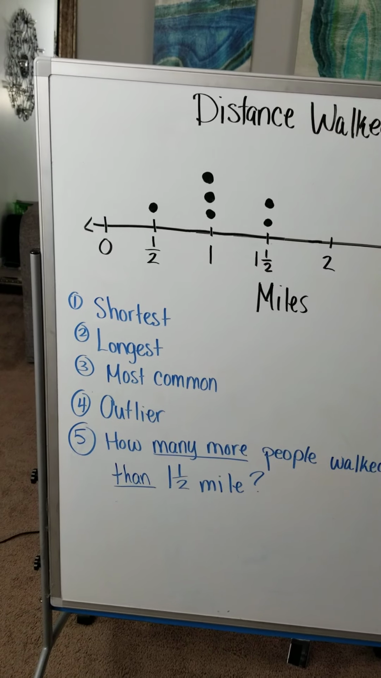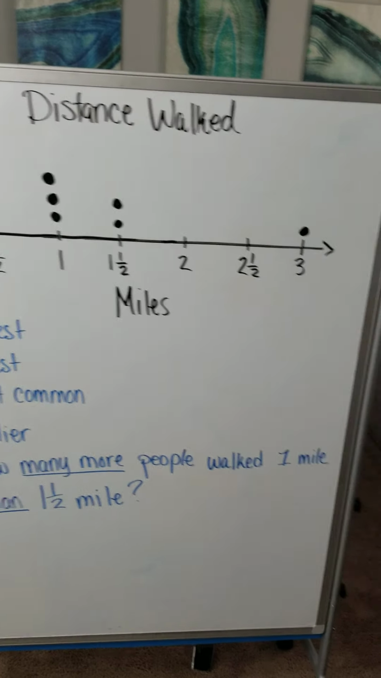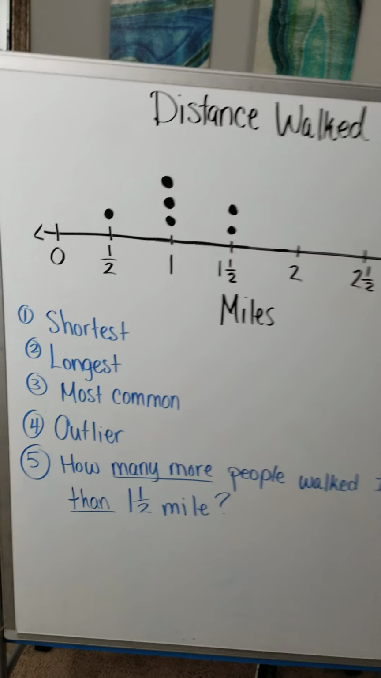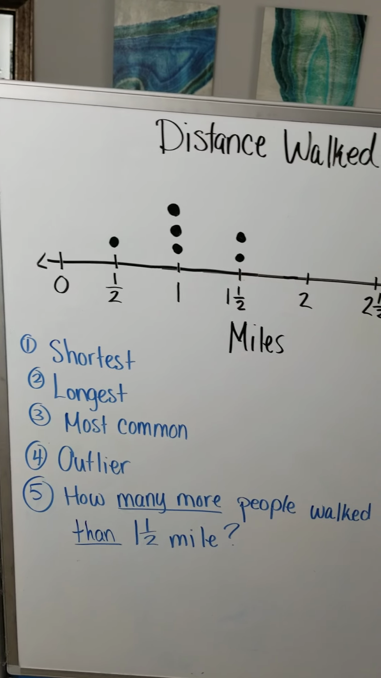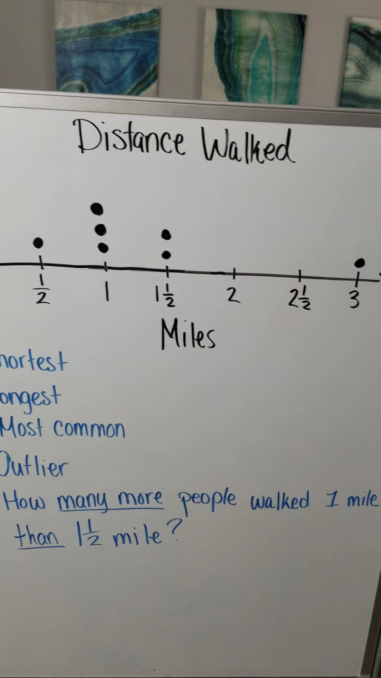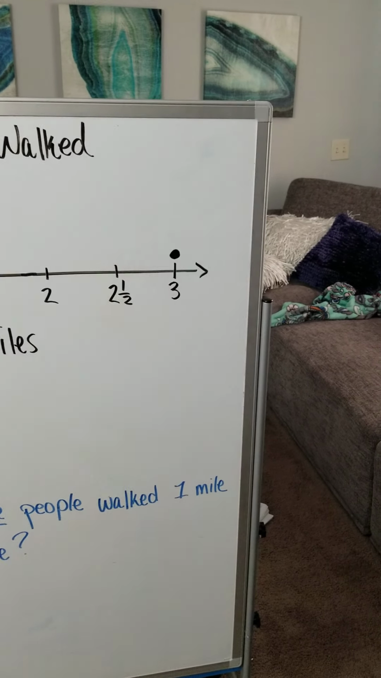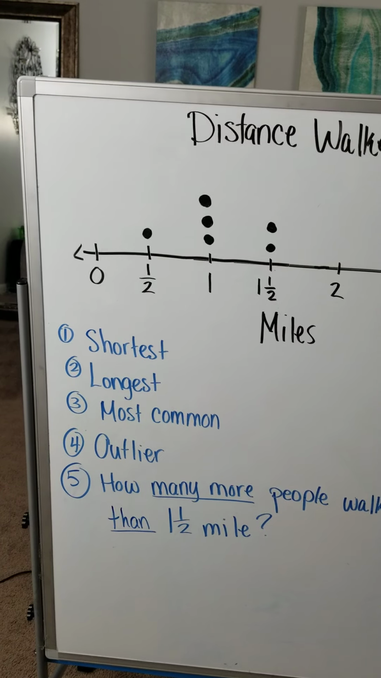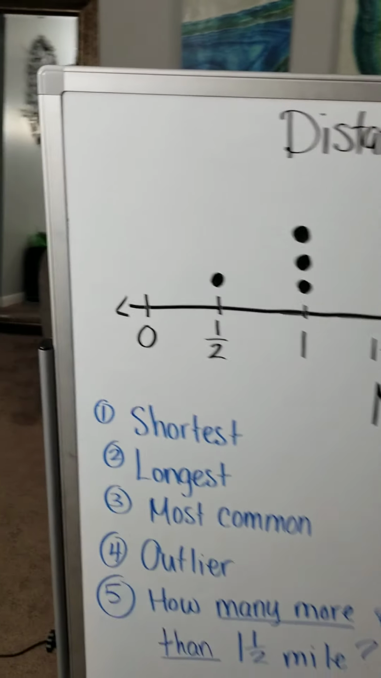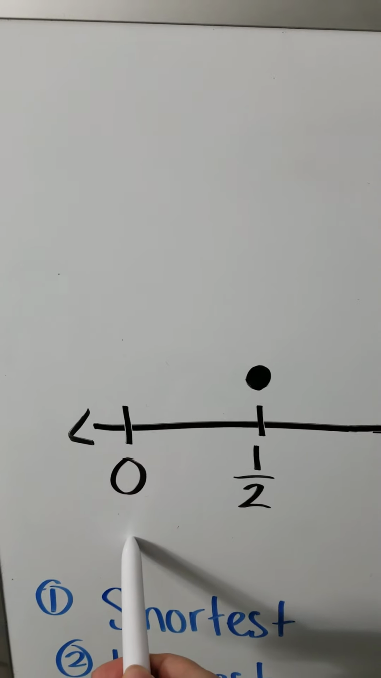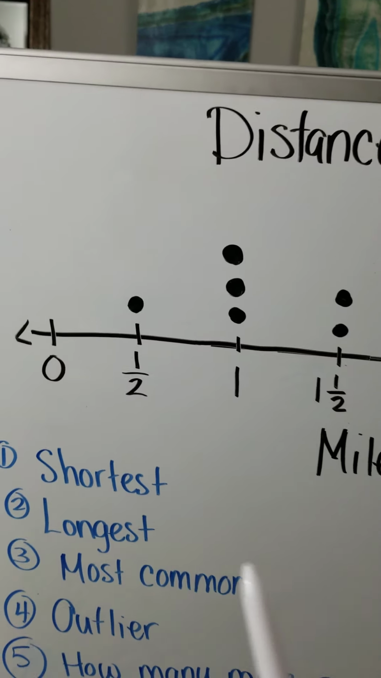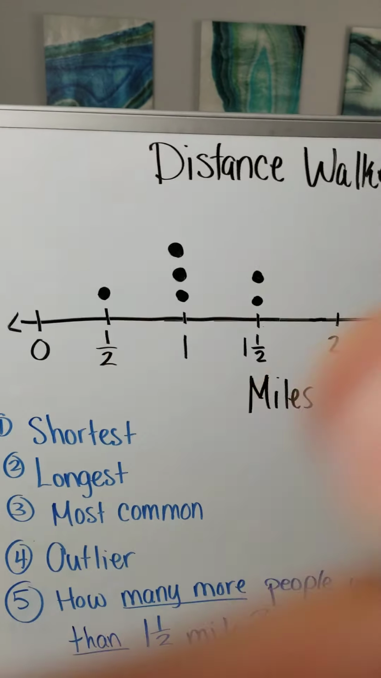Our data plot goes from 0 to 3. And we have our data already put on there. There is 1 data point for a half, 3 for 1, 2 for 1 and 1/2, and 1 for 3. So now let's look for the shortest. Your shortest is going to start closest to 0. Since there's nothing on 0, we move to the next. So our shortest mile is 1/2.